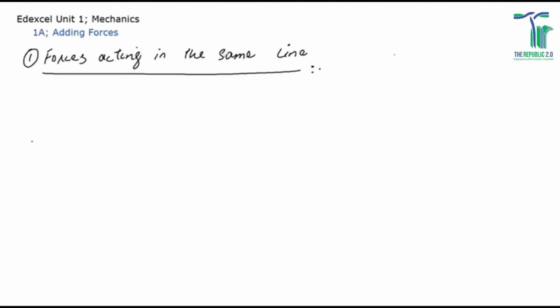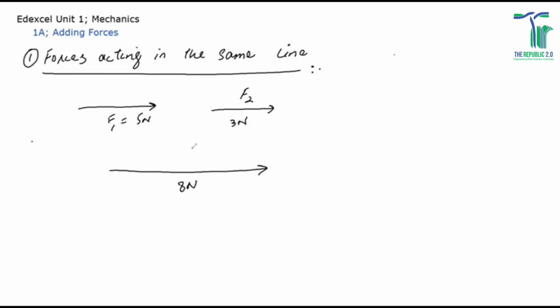How do we add these forces? For example, we've got force 1, this is F1, and the magnitude of F1 is going to be 5 Newton, and there is another force whose magnitude is 3 Newton, and that is F2. Now we just need to draw a single vector in the same direction, but the magnitude of that single vector is going to be 8 Newton. So whenever you want to add forces which are acting in the same line, this is how we add them up.